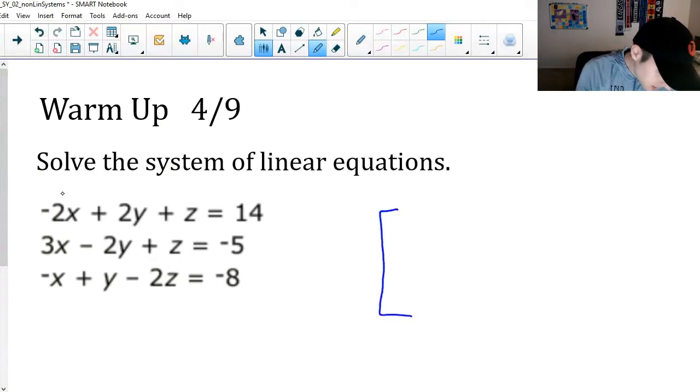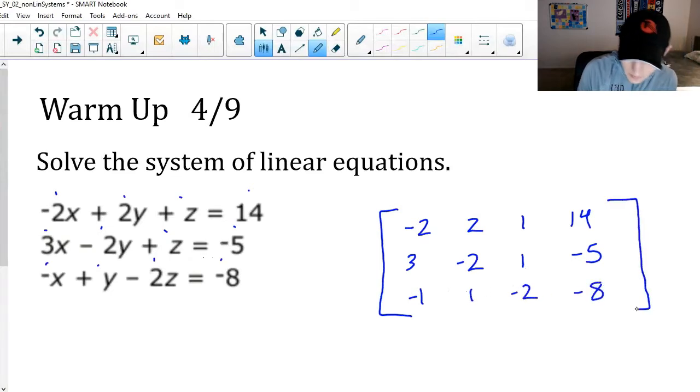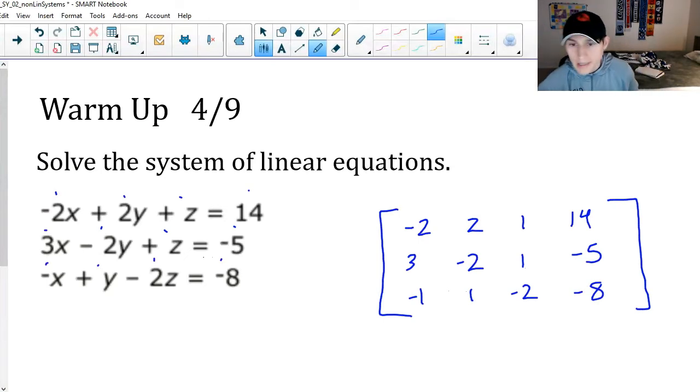But what's going to happen is I'm going to create a matrix just based on all of the coefficients of these numbers here. So I'm just going to go across: -2, 2, 1, 14. 3, -2, 1, -5. -1, 1, -2, -8. All right, this is what is called a matrix. It's basically just a box with a bunch of numbers in it, to put it simply.